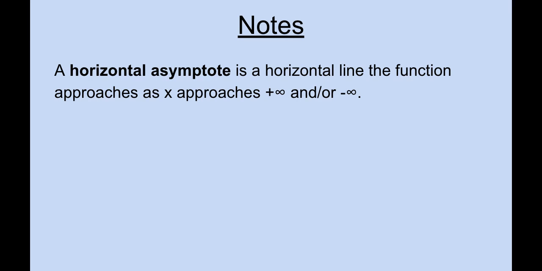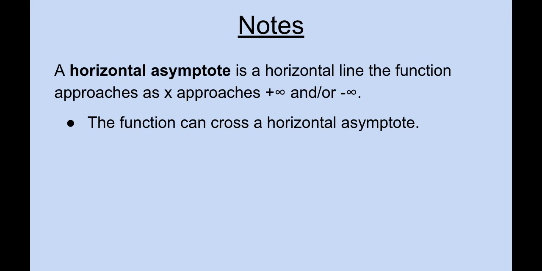All right, let's do a little notes here. So we're going to talk about horizontal asymptotes. A horizontal asymptote is simply a horizontal line that the function approaches as x approaches positive and/or negative infinity. I use the "and" and the "or" because there could be two different horizontal asymptotes. All right, so some notes here.